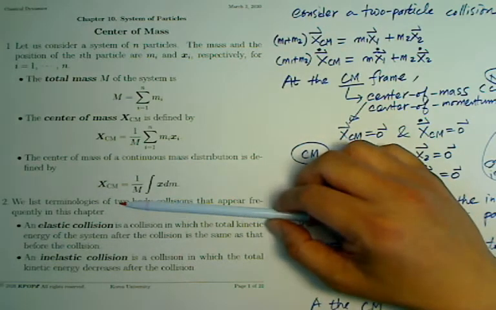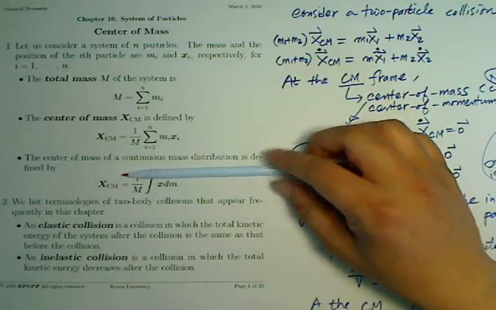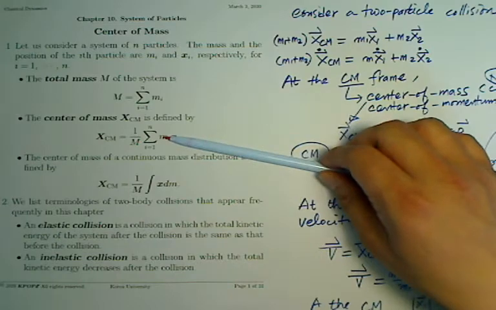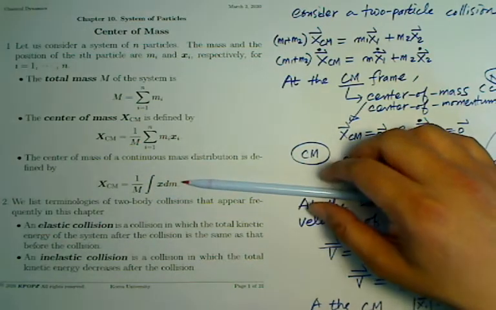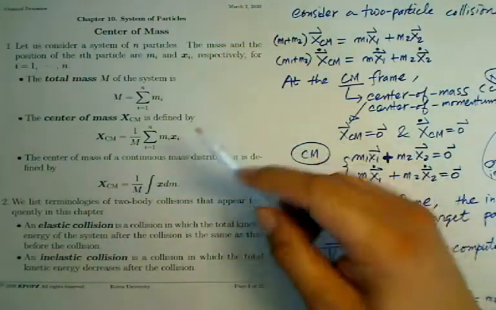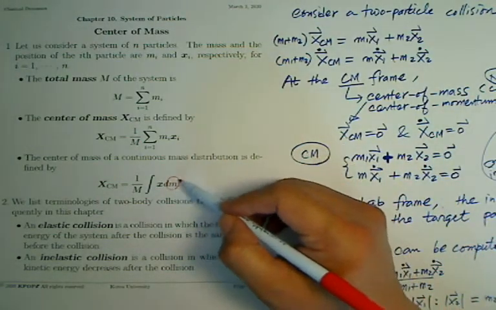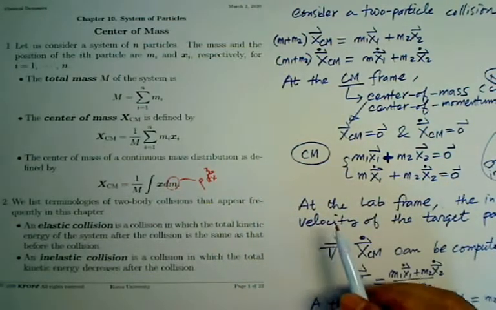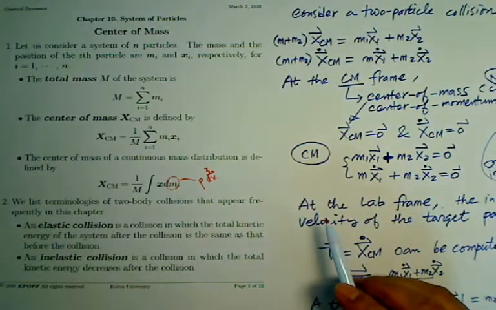In the case of continuous mass distribution, we replace this summation with the integral. Right. And in the integral, this dm can be replaced with the density multiplied by the volume element. Right?